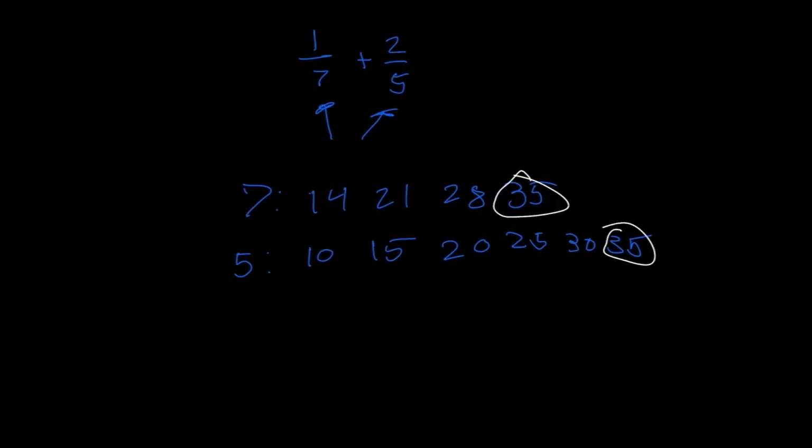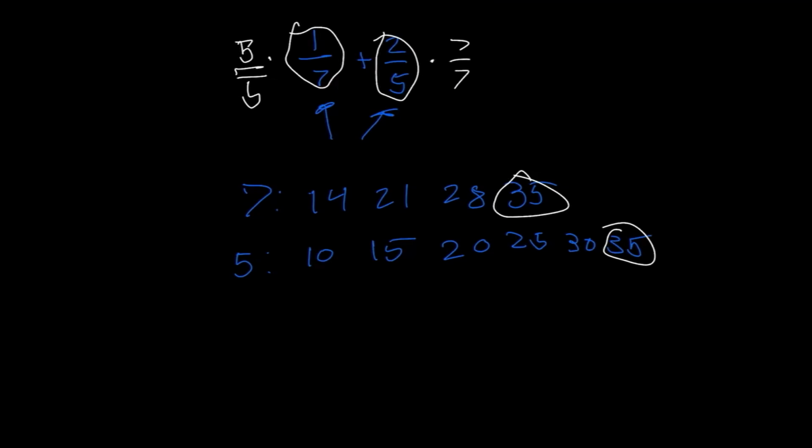So what we're going to do now is multiply the entire fraction for each respective fraction. I'm going to look at 1 over 7 right now. To get 35 from 7, you need to multiply 7 by 5. So I'm going to multiply the entire fraction by 5 over 5. And then for 2 over 5, to get 35 from 5, I'm going to multiply 2 over 5 by 7 over 7.